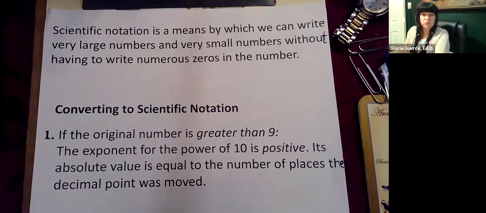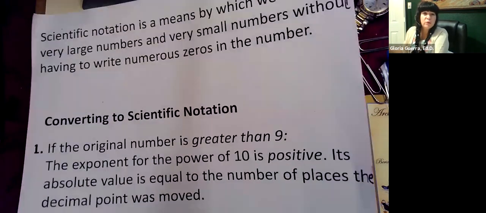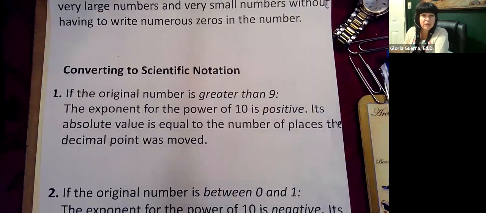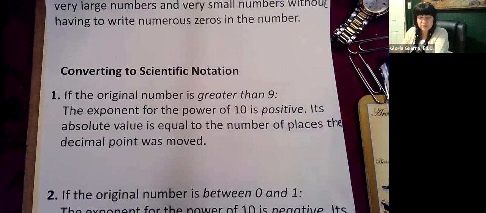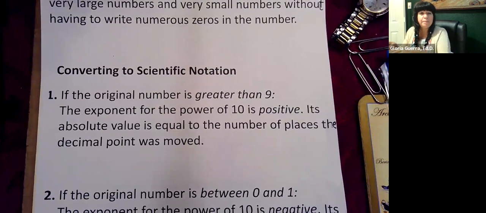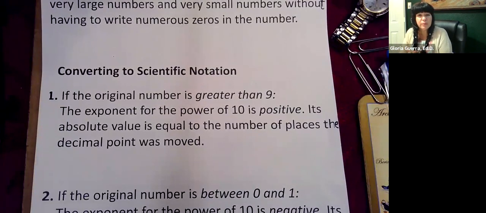So when you're converting to scientific notation, here are the steps they say to follow. They say that if the original number is greater than 9, the exponent for the power of 10 should be positive. Its absolute value is equal to the number of places the decimal point has been moved. Okay, all right.